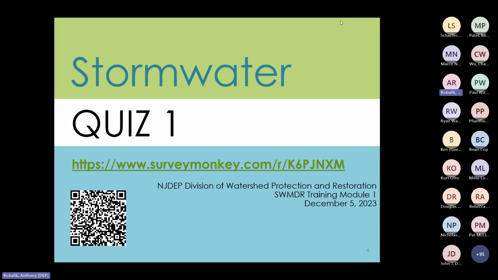And so here is the QR code again, as well as the SurveyMonkey link. We're going to leave this slide up while you're taking the quiz in case you need to access these links again. The quiz is made up of 19 questions, and it's over a few pages. You must answer every question on a page before you're allowed to advance to the next page, and the quiz may only be taken once.